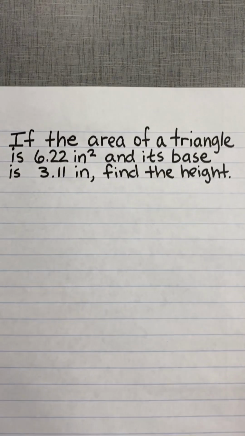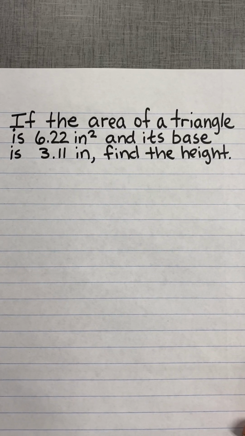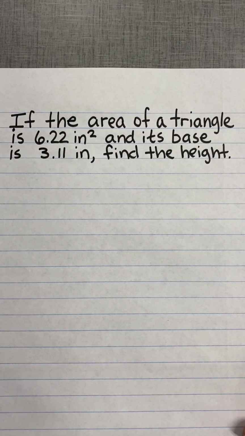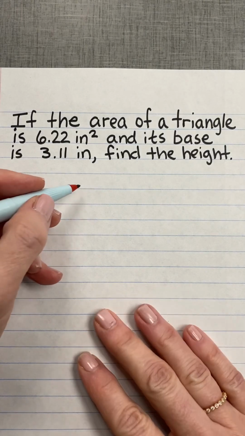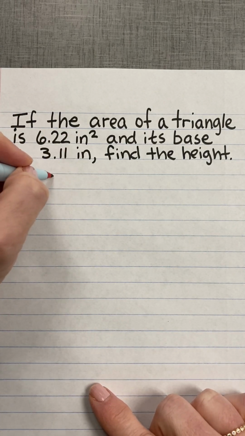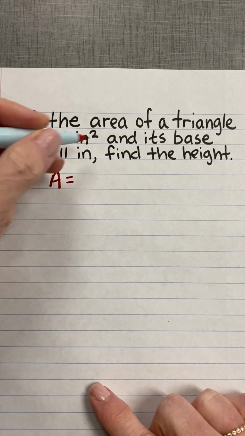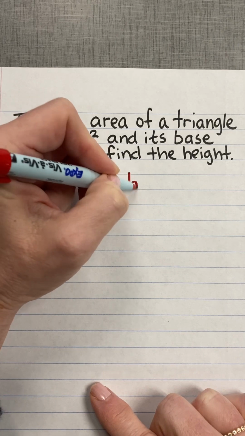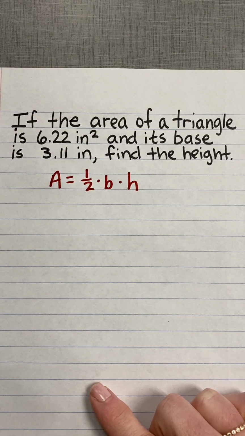So now we're going to solve this problem. It says if the area of a triangle is 6.22 inches squared and its base is 3.11 inches, find the height. Okay, so same idea. We're always going to start with the area formula for a triangle. So let's start with area equals 1/2 times base times height. Now let's plug in the numbers that we know in the correct location.